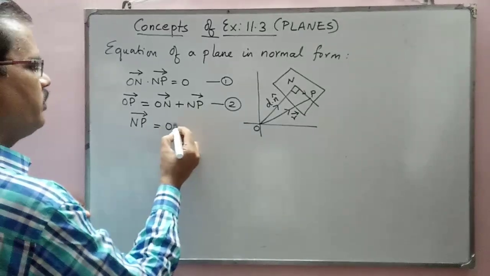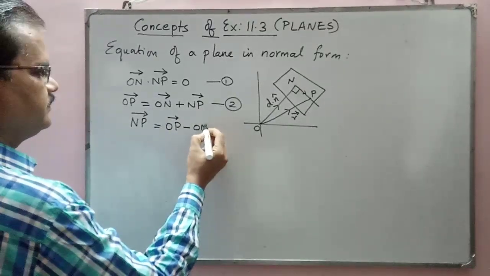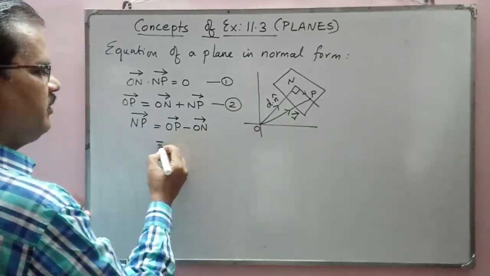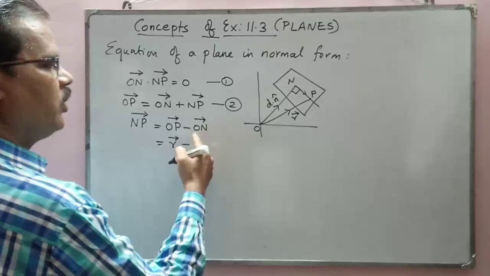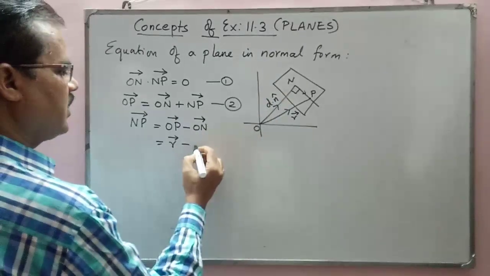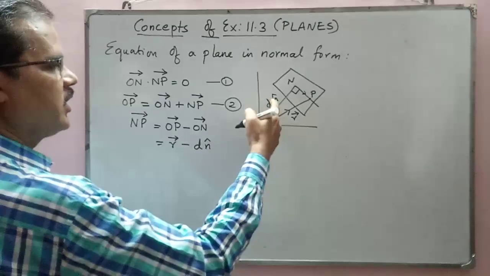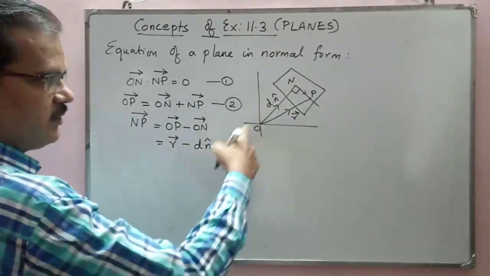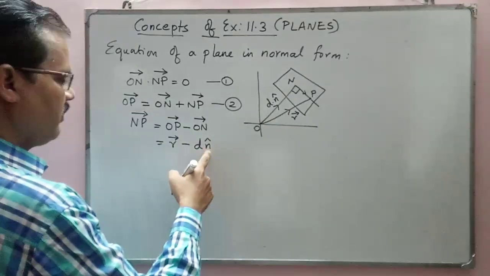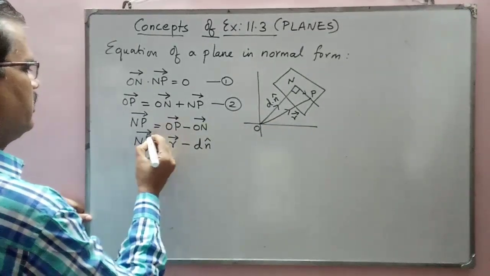NP vector equals OP vector minus ON vector. OP vector is R vector and ON vector is d times n cap. Don't take it as a dot product, it is d times n cap: magnitude into direction, as for every vector. It's a unit normal vector. Okay, this is NP vector, from equation 2.